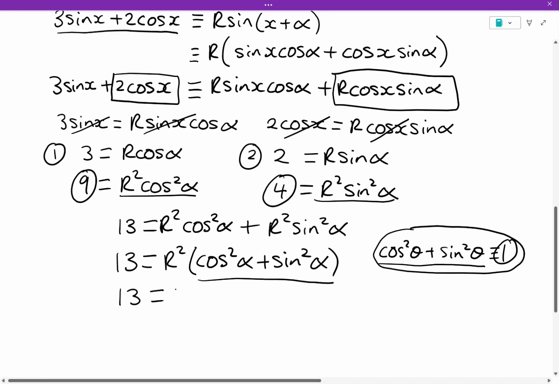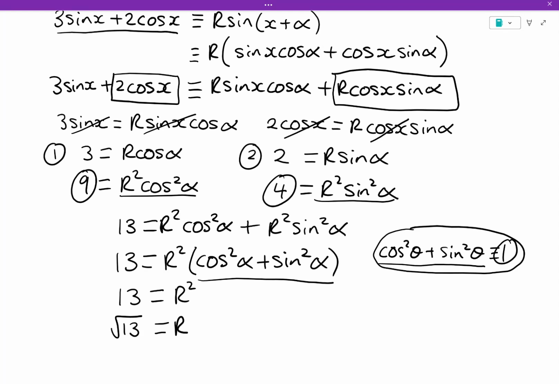So I would get r squared times 1, but I don't need to write the times 1 because it's not doing anything. And therefore I can find r. R would be the square root of 13. Okay, we're just going to use the positive square root for this. So we managed to find r. What I now need to do is find alpha.